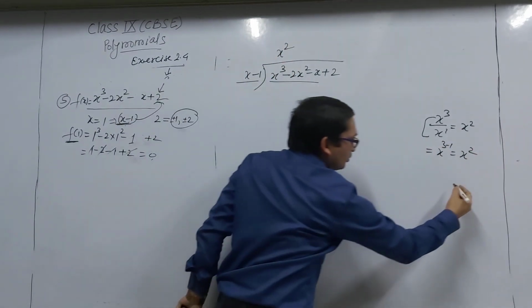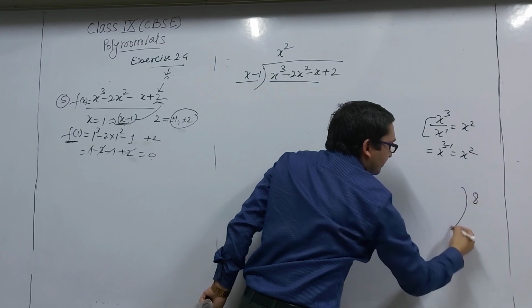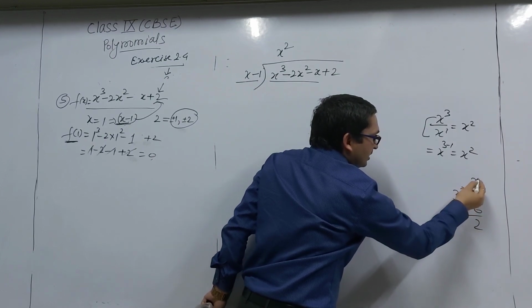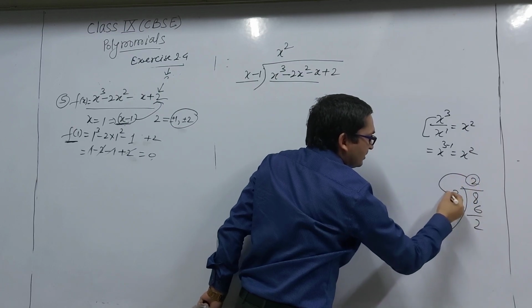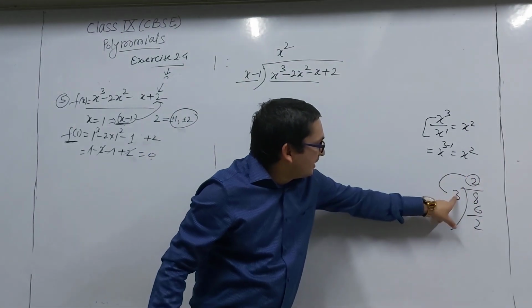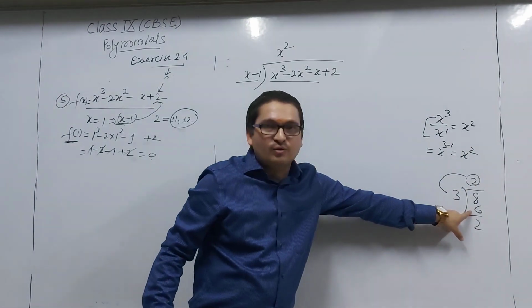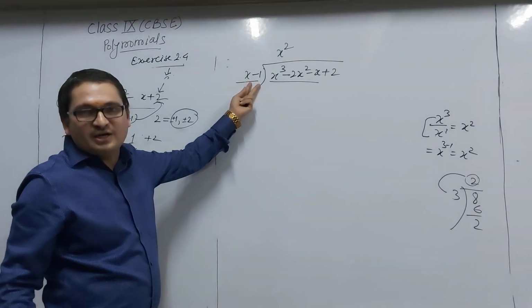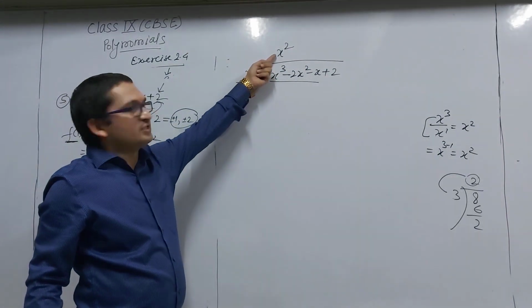Generally, how do we do this? If you are dividing 8 by 3, we get 2 and then 6. Here 2 is the quotient and this is the divisor. We multiply quotient and divisor, then we get this value. Here we know the table of 3, but we don't know the table of x minus 1. So this is the method to find the quotient value.